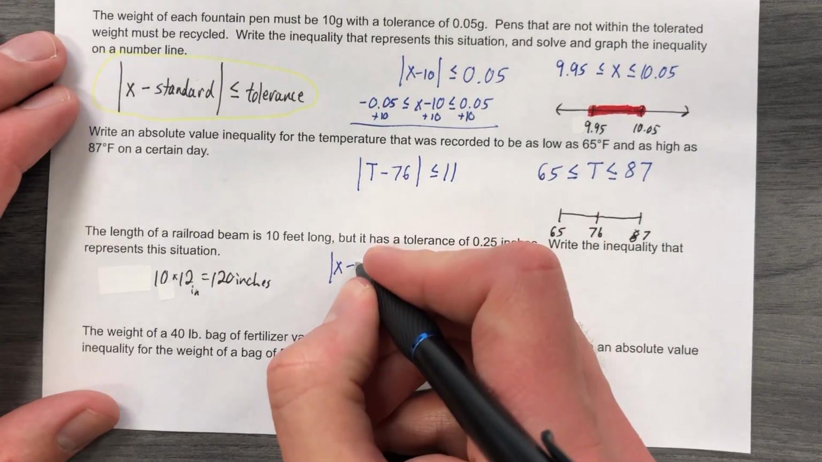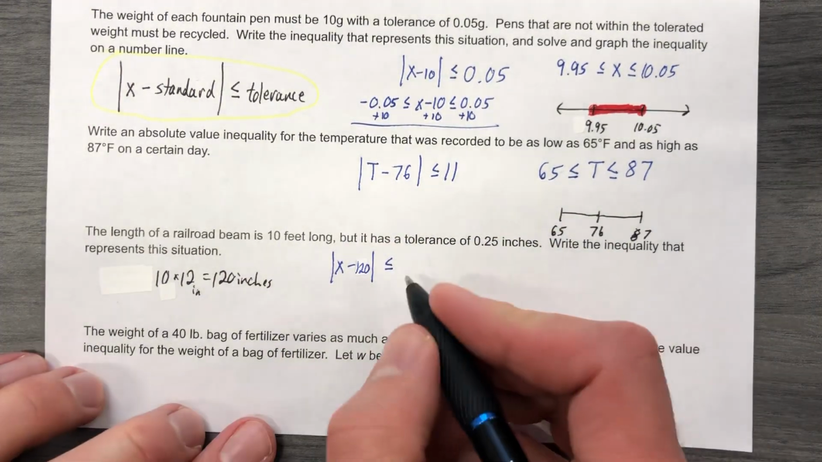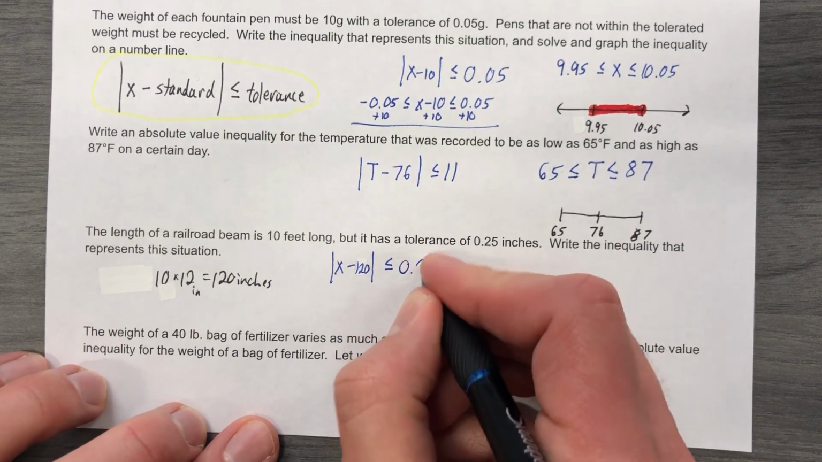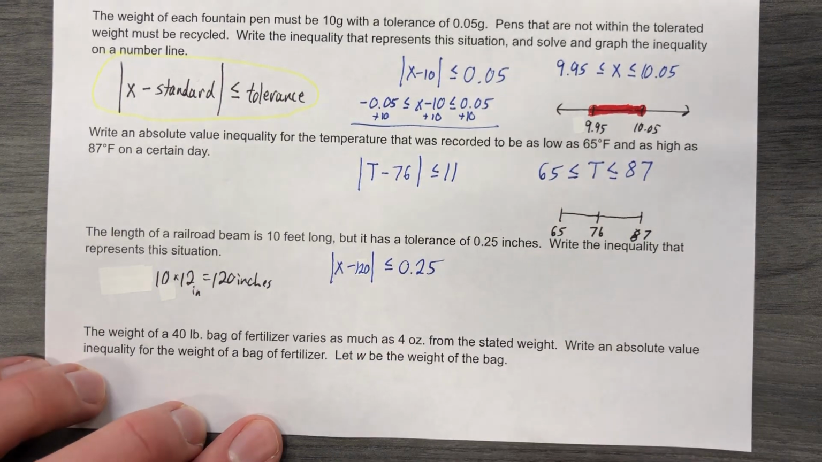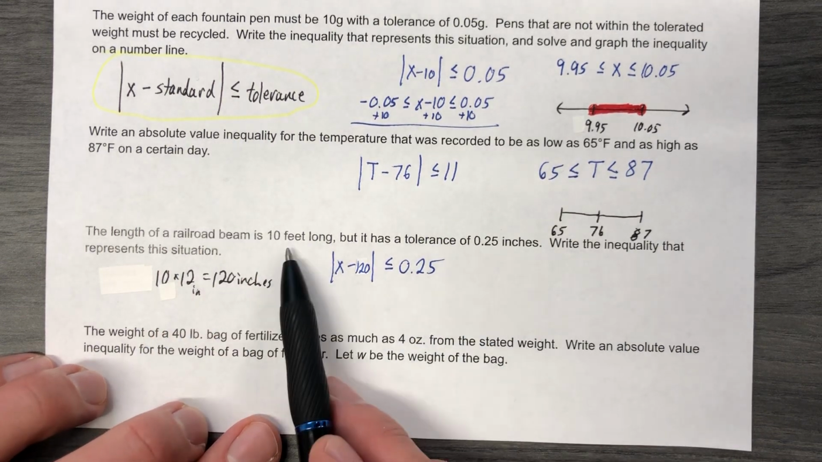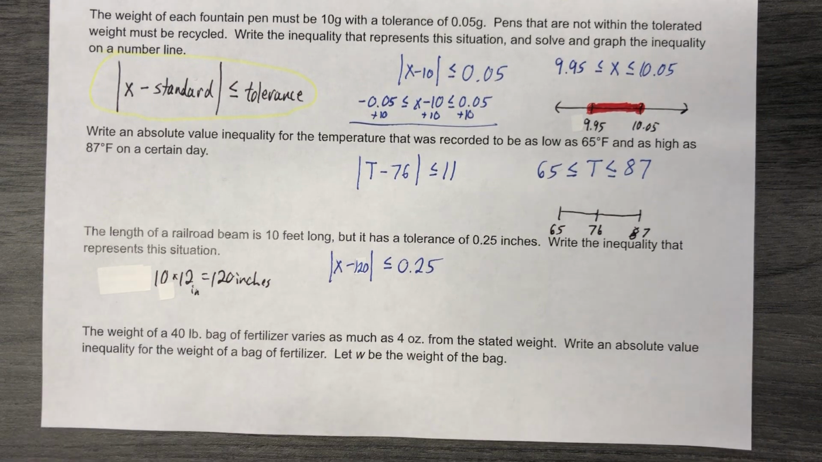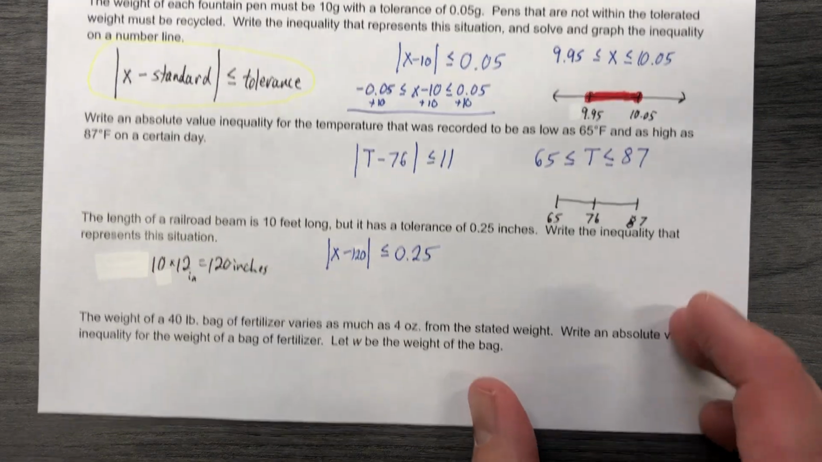Okay, sorry, back on track. 120. We're going to just convert everything to inches, which is what we just did. 120 and then 0.25 inches, so 0.25. All they wanted us to do was write the inequality. Done. You had to find the standard. You had to find the tolerance. They gave you the tolerance. They gave you the standard, but you had to do a little work. And then your teacher wrote something that looked weird and unmathematical.